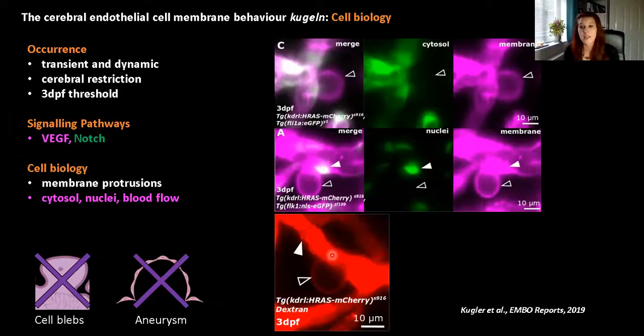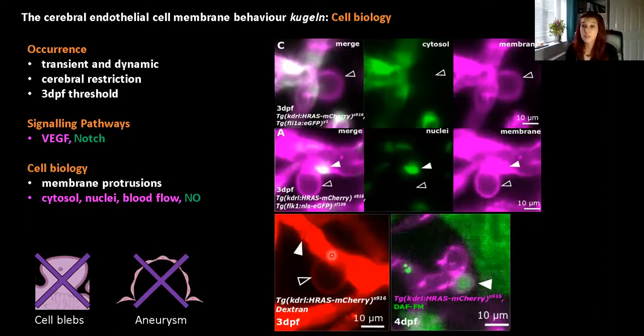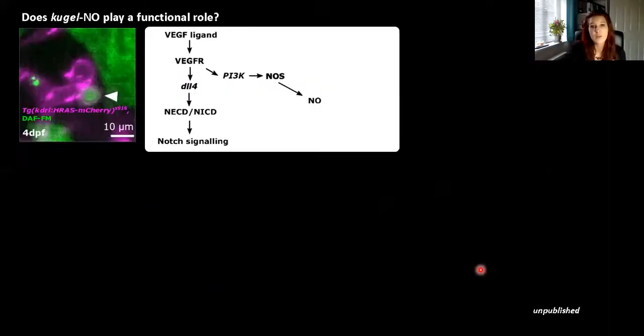But what we did find in this Emerald Reports paper was that about 60% of Kugel are filled with nitric oxide, so they turn green upon contact with DAF-M, which is a live dye for nitric oxide. We were really intrigued to learn more about this nitric oxide, and this is work that has been done after this publication, because nitric oxide is known to be associated with other signaling pathways, and we thought, okay, maybe Kugel function as a storage of this nitric oxide.